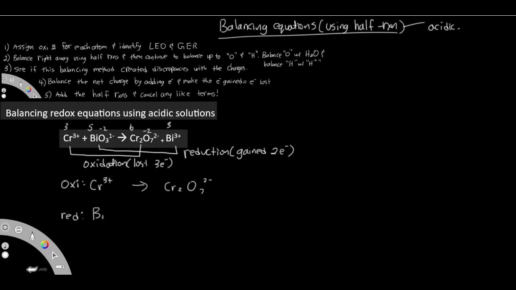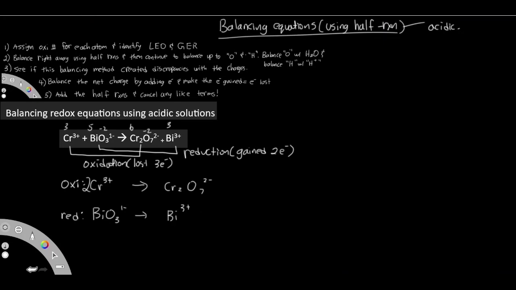Okay, and we'll do the same thing for the reduction. We have our BiO3 1- becoming our Bi3+. Again, we have to make sure that they are balanced out appropriately. This one is obviously not balanced out with that one, so we're going to just put a 2 over there. So now we are balanced.